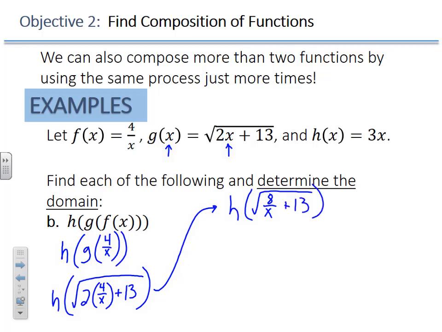Okay, and finally, we're going to take that root of 8 over x plus 13 and plug it into the h function. Our h function says that we should take our input and multiply it by 3. So 3 times the root of 8 over x plus 13.